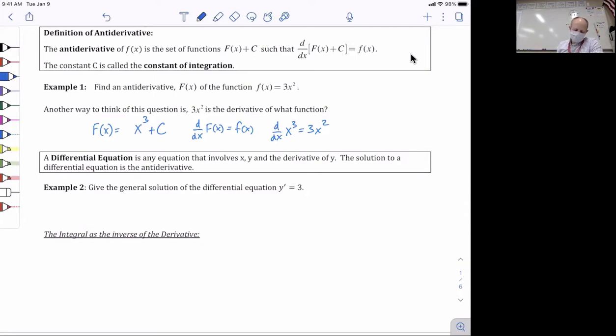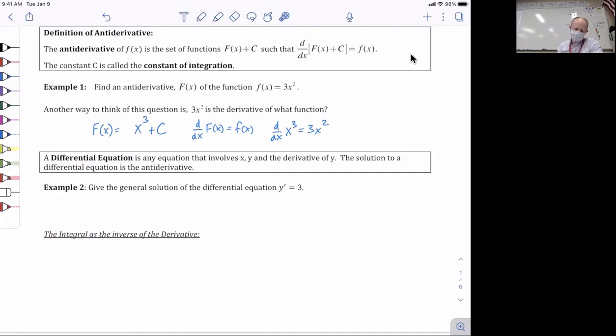So here's another way we can word this. A differential equation, it's kind of a new term, but a differential equation is any equation that involves x, y, and the derivative of y. So you have to have some derivative in there. And if the derivative is in your equation, we call it a differential equation. Now, the solution to the differential equation is the antiderivative, or basically what is the y function.